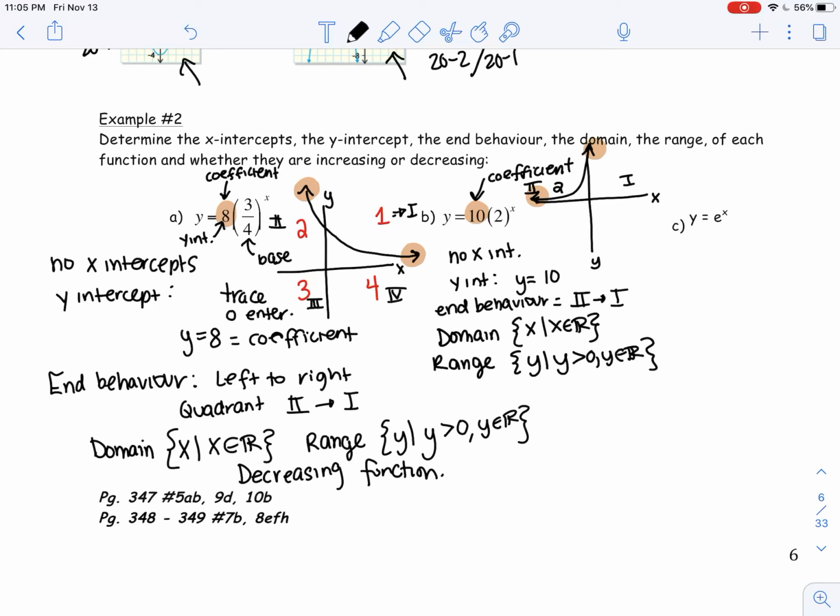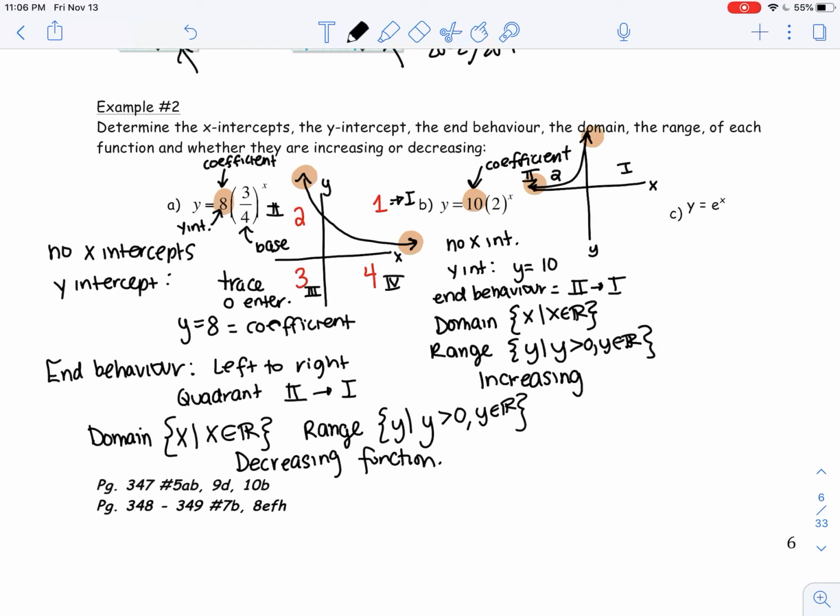Now, is this decreasing? No. If you look at it, it's going up to the right. So it's getting bigger and bigger and bigger. So this is an increasing exponential function. Okay, so make sure you have that filled in there.